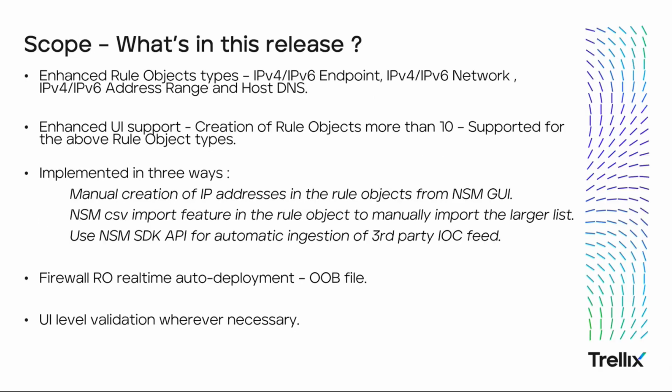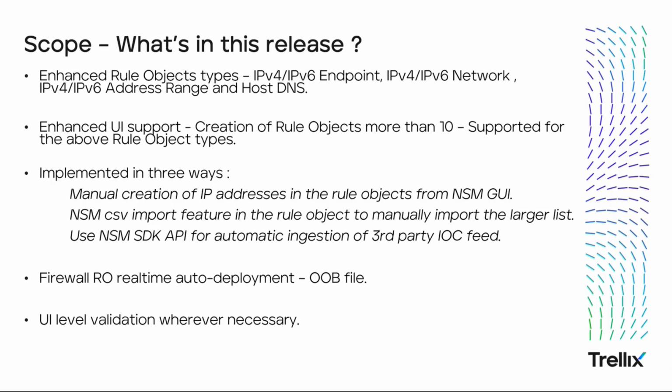Now moving to the scope of what's there in the release. The member limits have been expanded for certain rule object types such as IPv4, IPv6 endpoints, IPv4, IPv6 network, IPv4, IPv6 address range, and host DNS name. The maximum limit for endpoints and network is 140K, for address range is 20K, and for host DNS is 5K. The other rule object types, such as application, service, time period, etc., remain unchanged.